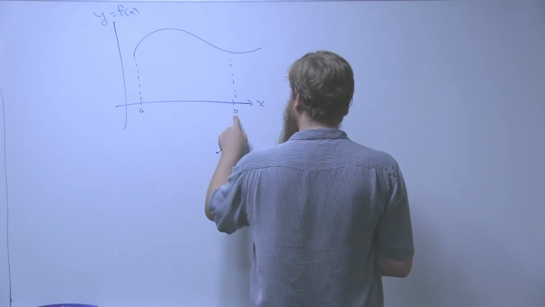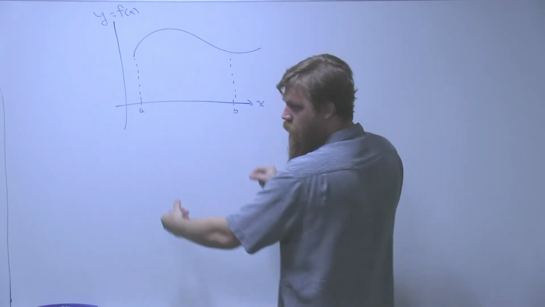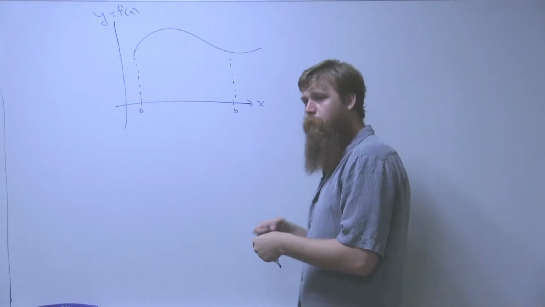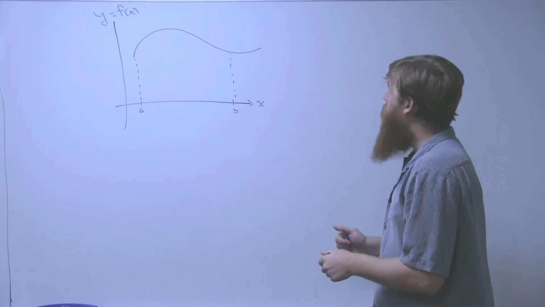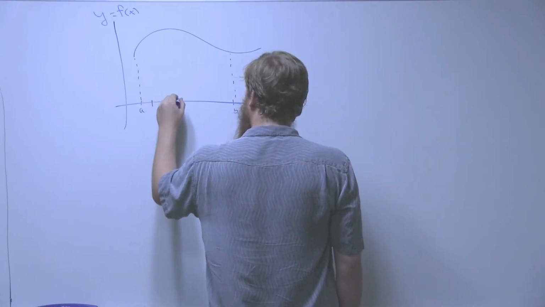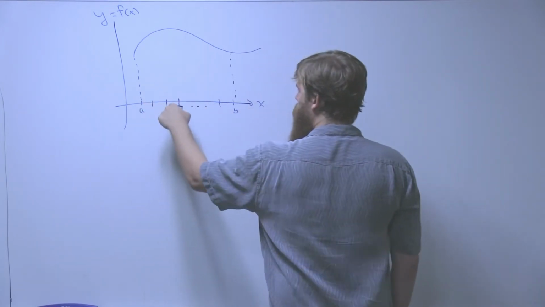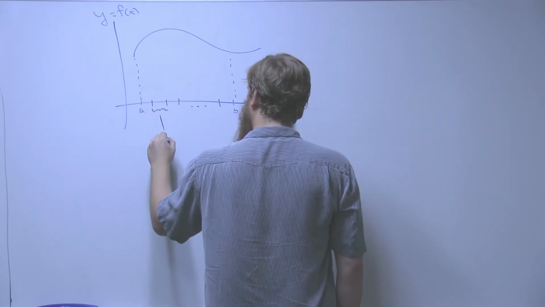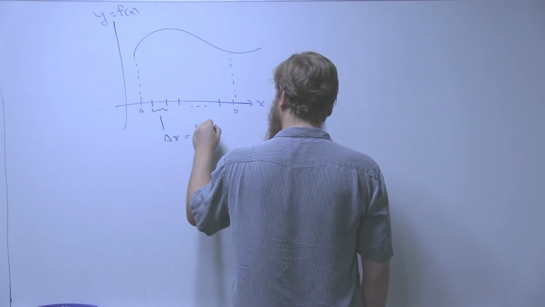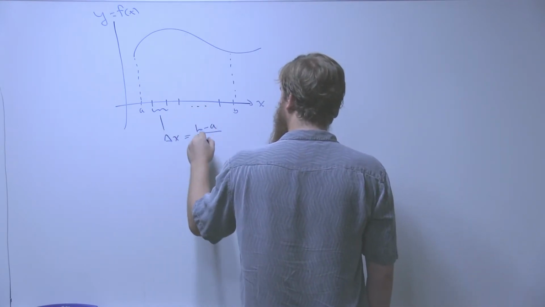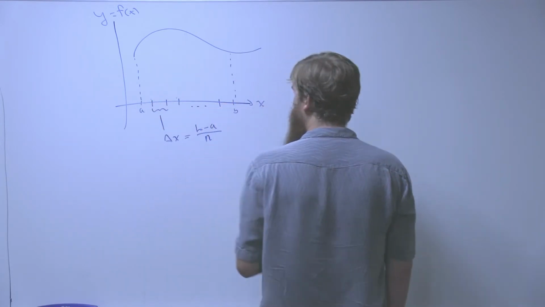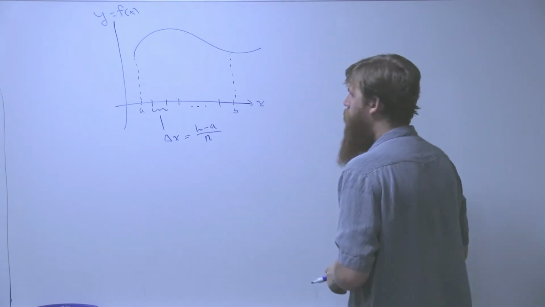Now if you've got the interval from a to b, it's of length b minus a, so if I want to chop it up into 2 equal length pieces, it's going to be that length divided by 2. If I want to chop it up into 3 equal length pieces, each piece is going to be that length divided by 3. If I want to chop it up into n equal length pieces, then each one of these, for which we use the terminology delta x, is going to be the length of the interval divided by the number of subintervals. So this is the first subinterval, this is the second, that's the third. This would be the nth subinterval. So each one has length b minus a over n.